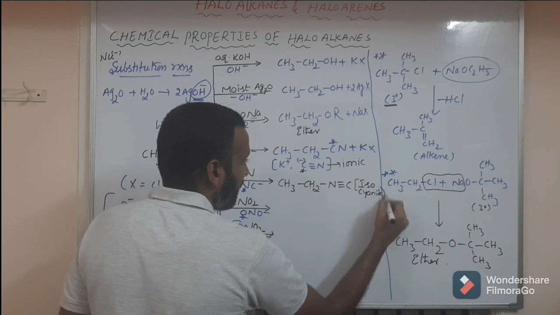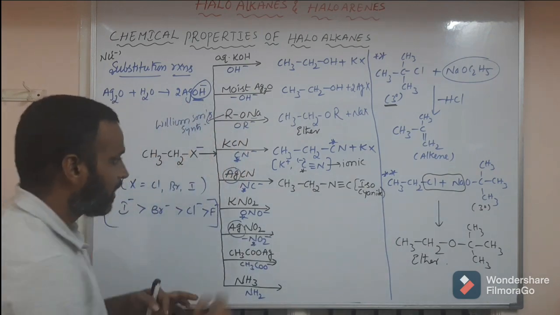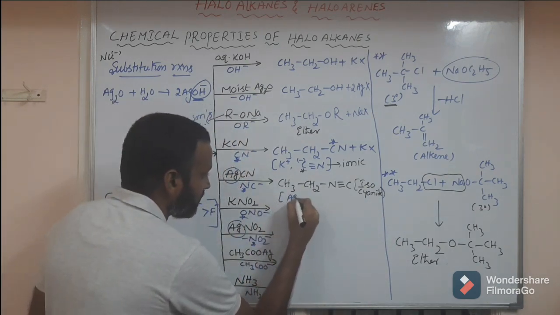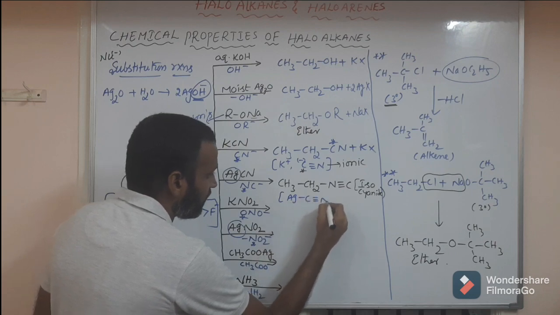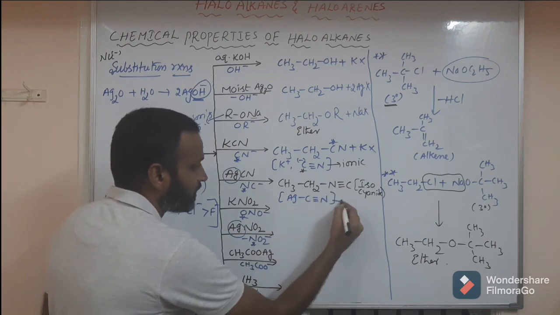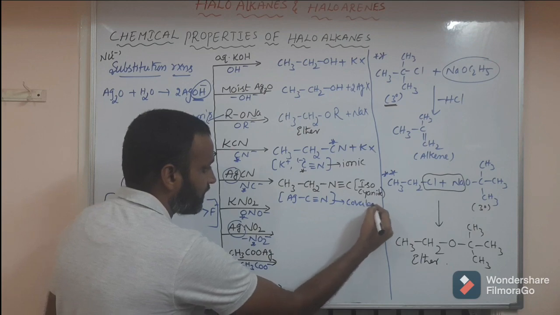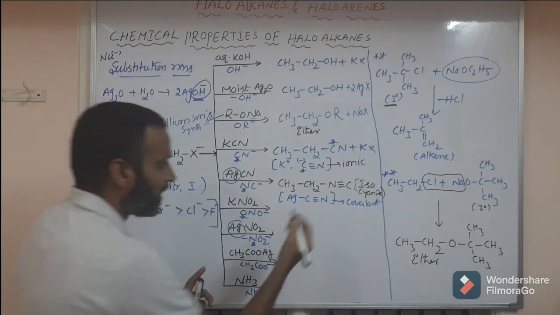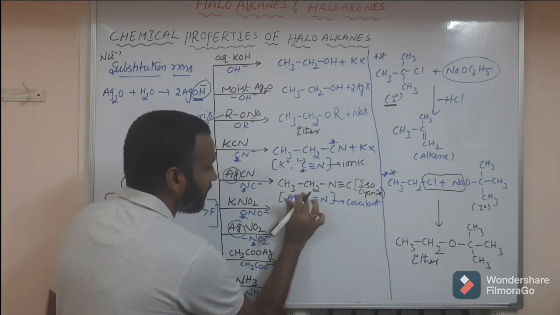Isocyanide. Correct? What is the reason behind it? Your Ag–C triple bond N. So what nature is it? Covalent nature. So carbon is very busy here. So carbon cannot form a bond.